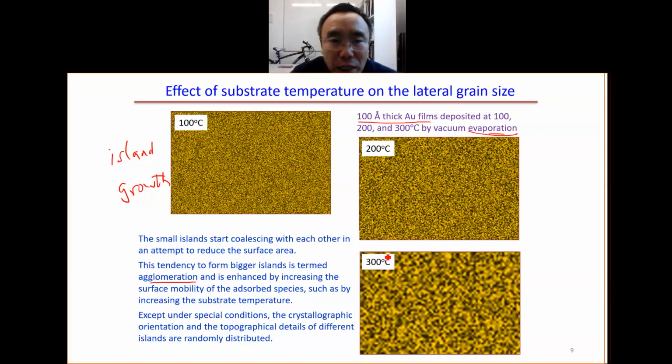The higher the temperature, the higher the surface mobility. That means when the atoms come to the surface, they can move around a lot. The higher the temperature, the farther they can move away from the adsorption site. This way you get bigger and bigger islands because they want to come together. Higher temperature gives them a better chance to come together, which is the low energy state for gold. So you get a rougher film and bigger grains. With higher temperature, we have bigger islands.